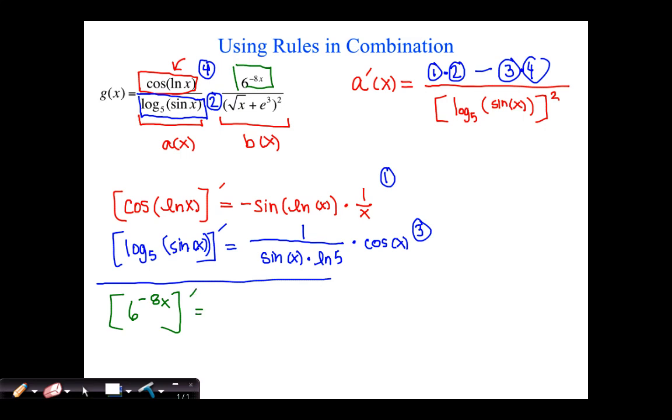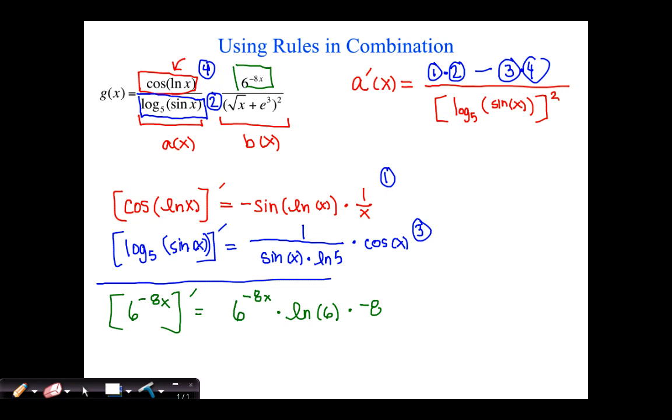e to the x is the easy one. E to the x is its own derivative. If it was just 6 to the x, I'd have 6 to the x times natural log of 6. This is 6 to the negative 8x times natural log of 6. And what else do I need? Times negative 8. And feel free, you can just write it like that. You don't have to be fancy and try to write them in the front like coefficients or anything. Just make sure you do use a multiplication symbol, especially here, so it doesn't look like you're subtracting 8. All right, so that's the derivative of the numerator.